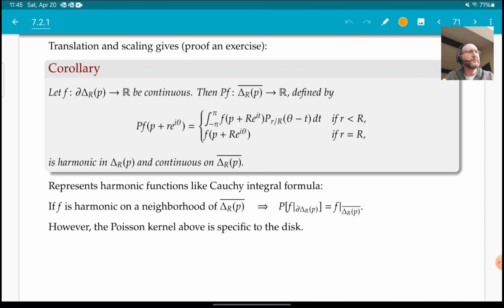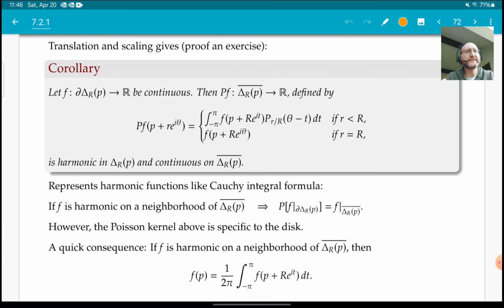Now, the Poisson kernel is really specific to the disk. You can define a Poisson kernel on different domains, but it's going to look different. Unlike the Cauchy kernel, where the kernel is always the same: the Cauchy kernel is always 1 over zeta minus z, and you want to put the 1 over 2 pi I inside the kernel.